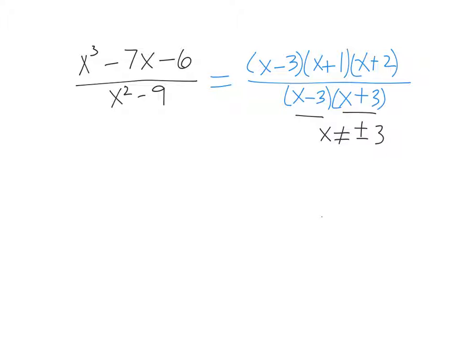Now to write that formally as a domain, if we're using interval notation, we would say it goes from negative infinity to negative 3, from negative 3 to 3, and from 3 to positive infinity. Okay, because there's 3 distinct pieces to that graph. There's 2 different places where we have a discontinuity.